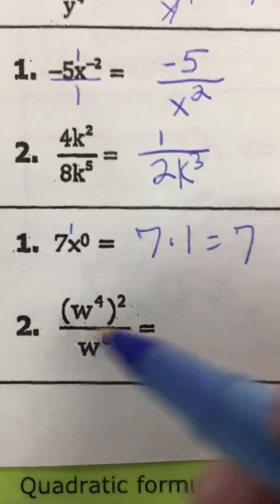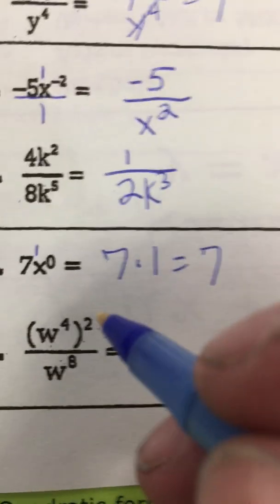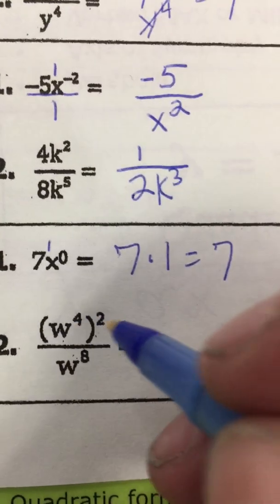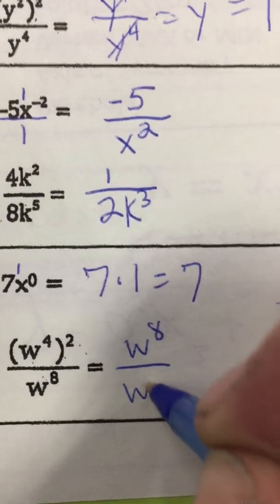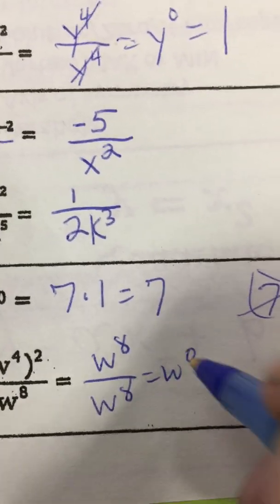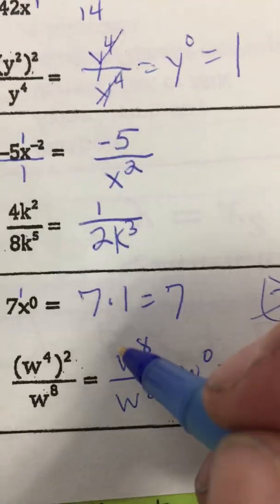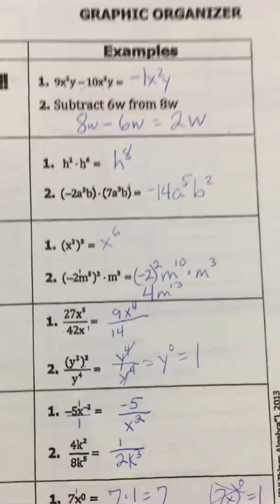Okay, here's another one. We've got division, and we got powers. We're going to do the powers first. Parentheses always go first. So your rule is to multiply. So 2 times 4 is w to the 8th over w to the 8th. This is division, so when you subtract, you get w to the 0. Anything to the 0 power is 1, or you could have just said they cancel each other out and you're left with a 1. Okay, so there's your review on exponent rules.